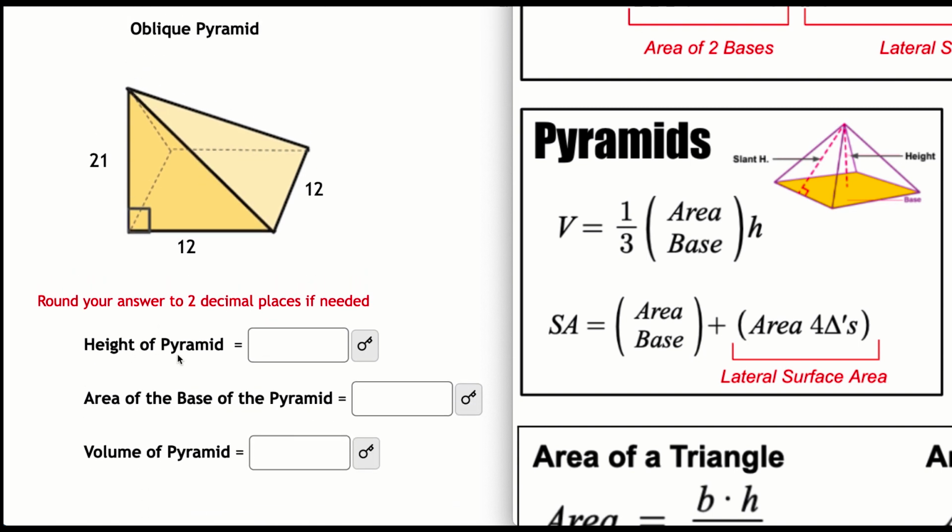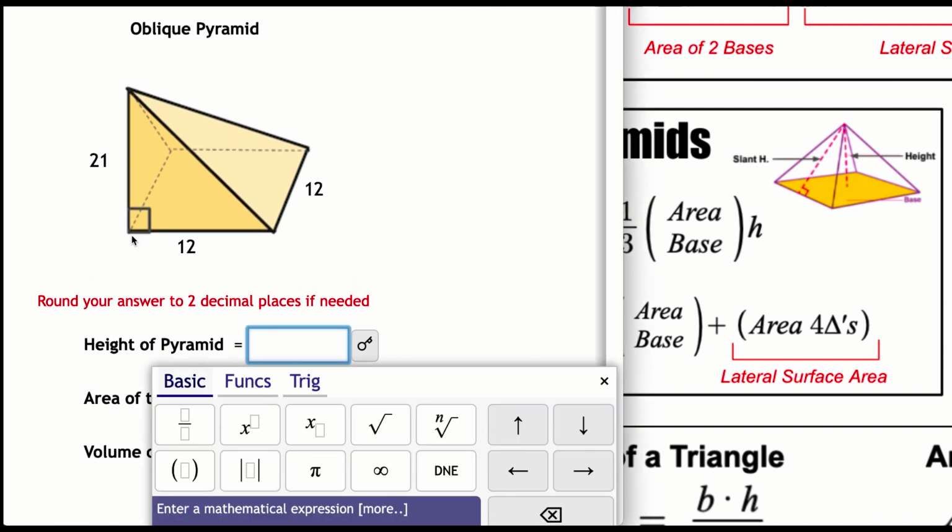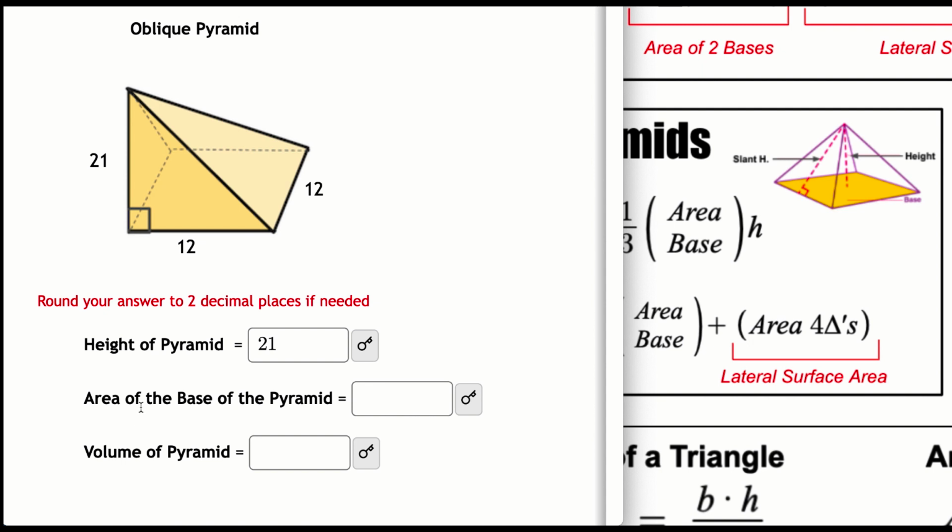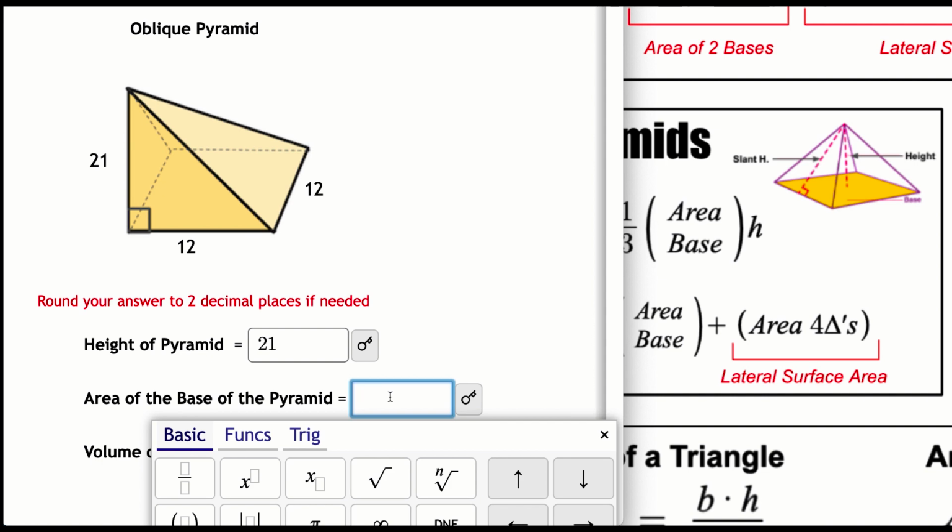All right, so the first thing it asks you to do is try to figure out the height of the pyramid. Well, the height of that pyramid is simply 21 to the tip of the actual pyramid, so it's going to be 21. Next, you're going to notice that there's an area of the base of this pyramid. If you're trying to find the area of the base, you're simply going to take 12 times 12. Well, if you know your times tables, that's really easy. That's going to come out to be 144.